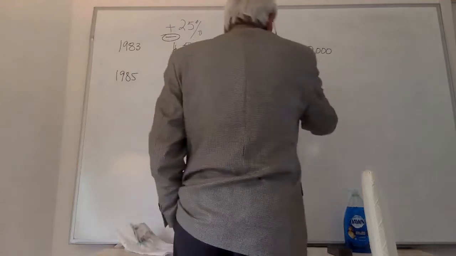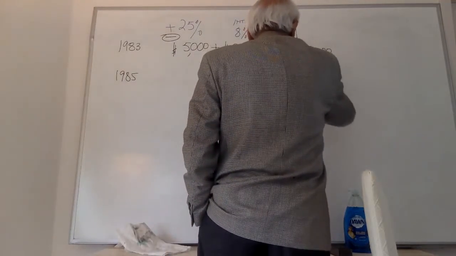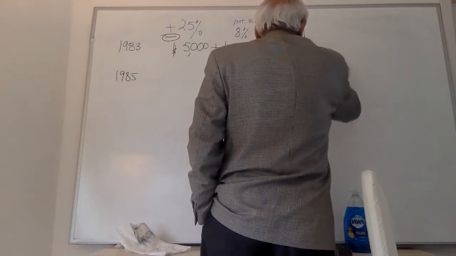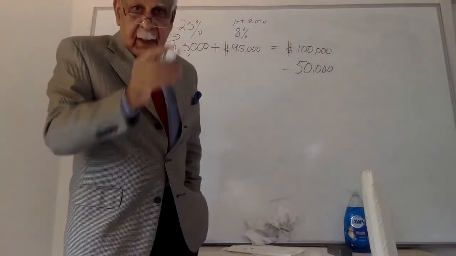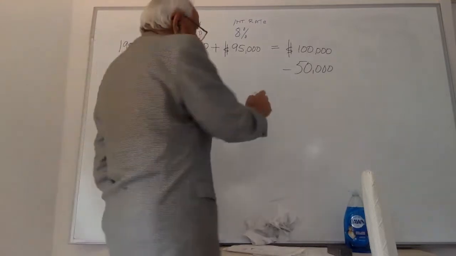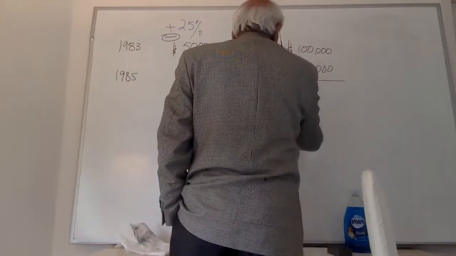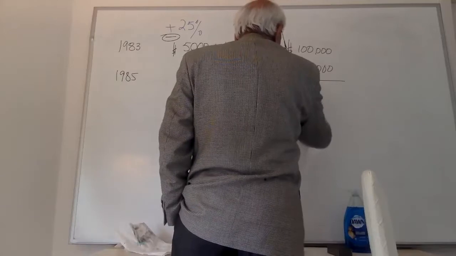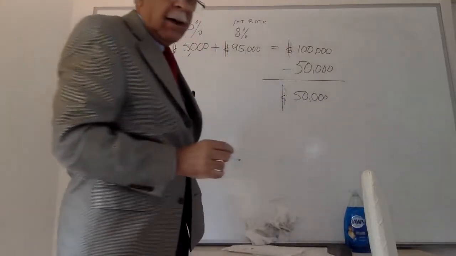He has to sell the house. And how much will he get for it now, 2 years later? $50,000 only, reducing 25% every year. He paid 100, and now from 100, he's only got what? $50,000 after selling the house.